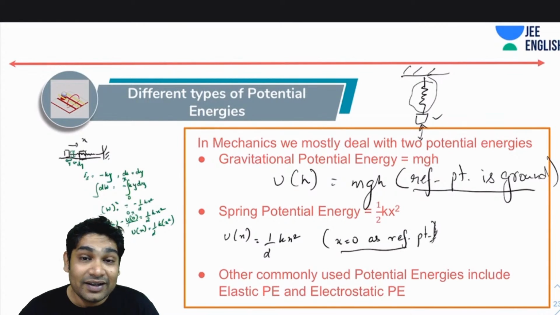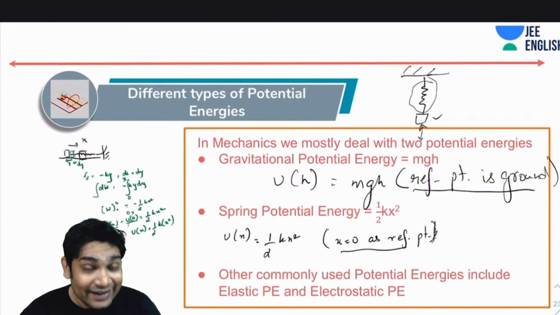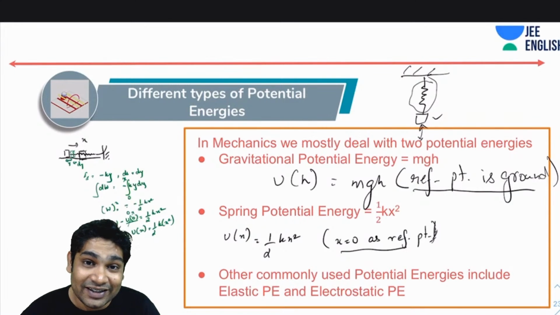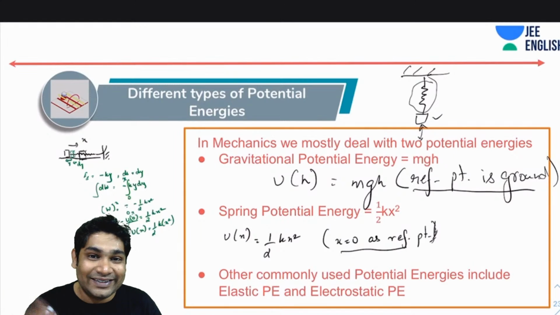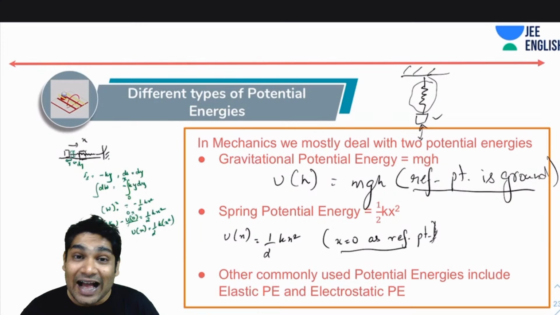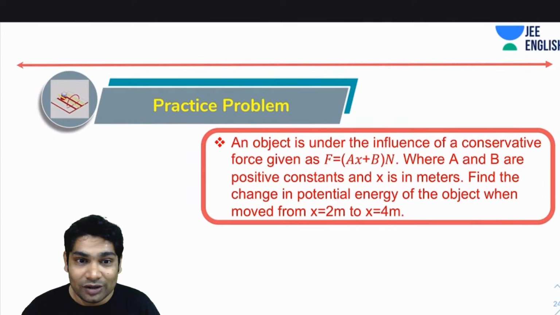So remember this. If tomorrow there is a situation where there is also an electric field, then there might also be electrical potential energy. So when I ask you what is the total potential energy, you have to report the sum of all three: the sum of gravitational potential energy, spring potential energy, as well as electrostatic potential energy. So remember that. Good you asked that.